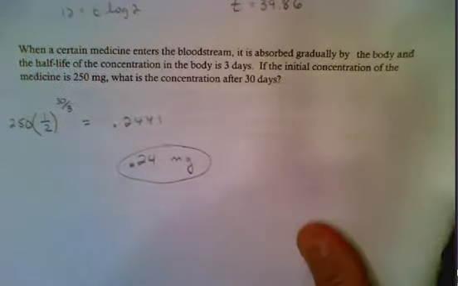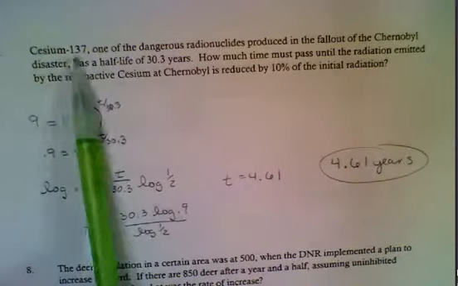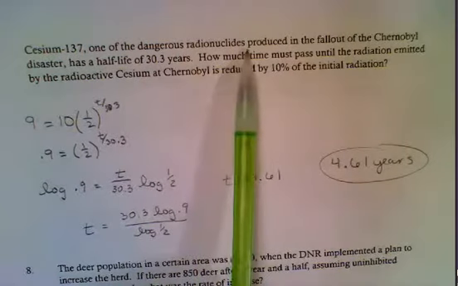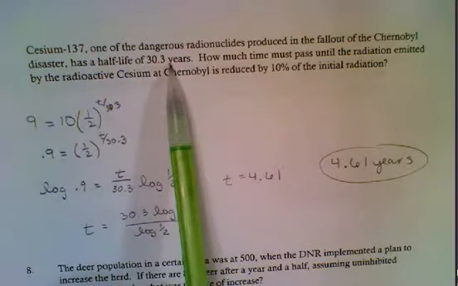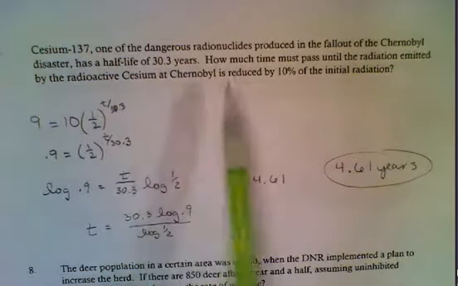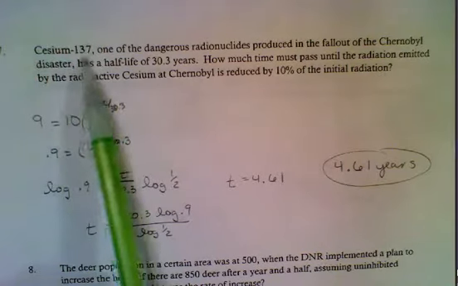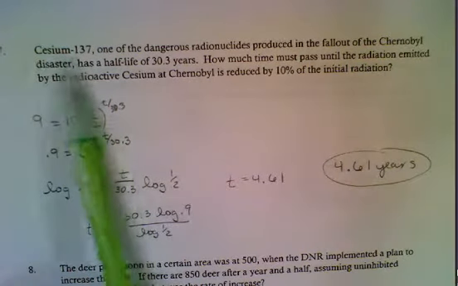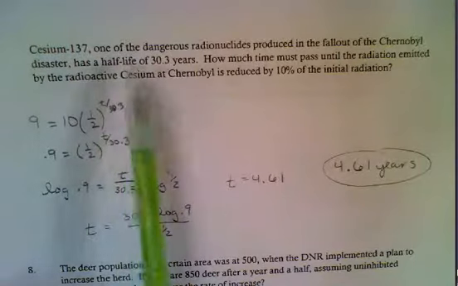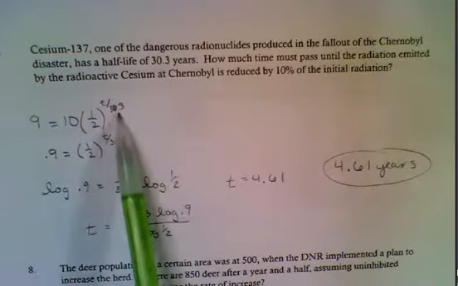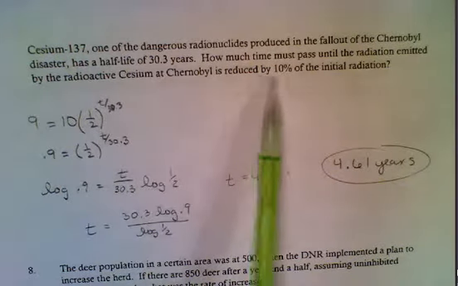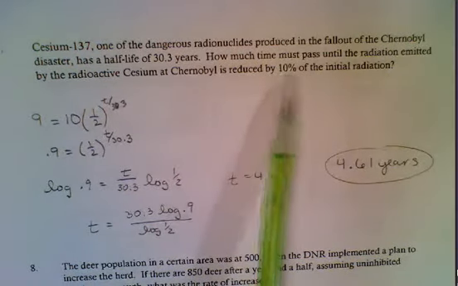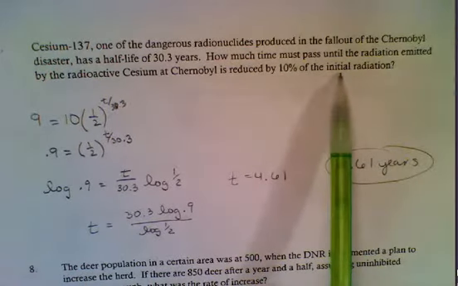Okay. And then 7 is also a half-life. We have a radionuclide produced that has a half-life of 30.3 years. So that's my N. Now some people thought this 137 had something to do with it. That is just the name of that compound. It really has nothing to do with our formula. So the half-life is 30.3 years. How much time must pass for it to be reduced by 10%? So how do you decide what 10% is? Because they didn't give you an initial amount.